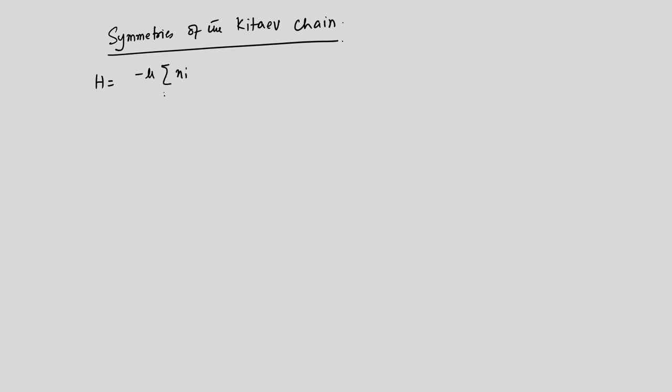So to finally wind up the discussion, let us talk about the symmetries of the Kitaev chain. Okay, so I write down the Hamiltonian once again. This is minus mu, and then there is a n_i, i from 1 to L, and minus, well, I can write it inside the bracket. So this is i equal to again 1 to L. You write i or j, it doesn't matter. So this is like C_i dagger C_{i+1} plus delta C_i C_{i+1}, or you can write it as dagger dagger. This is what we have written earlier, and plus a Hermitian conjugate.